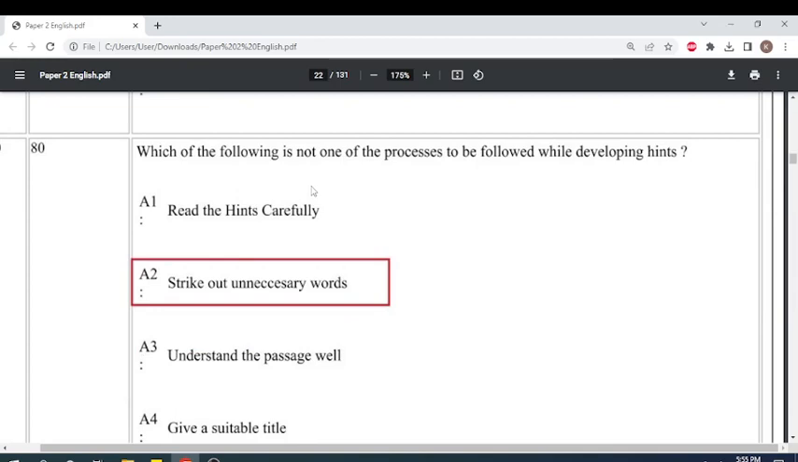80. Which of the following is not one of the processes to be followed while developing hints? Answer A2, strike out unnecessary words.